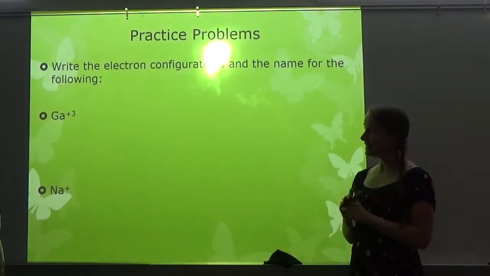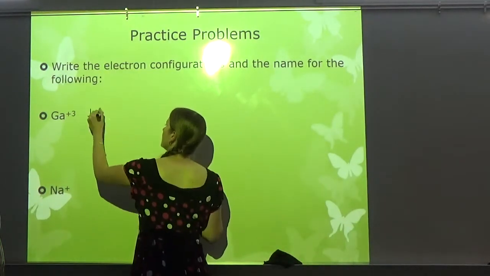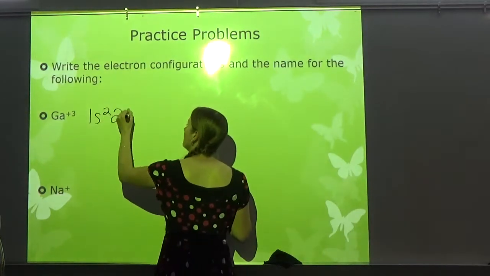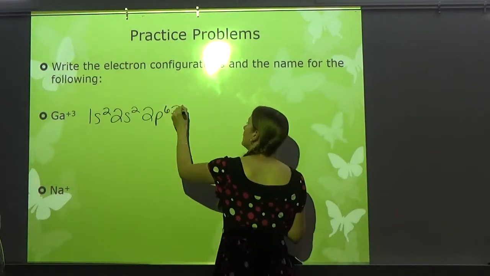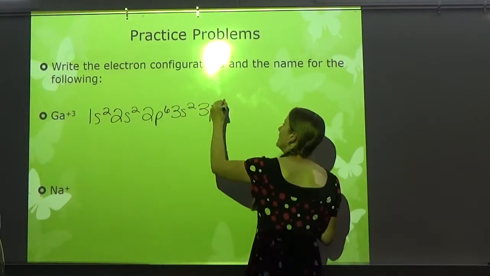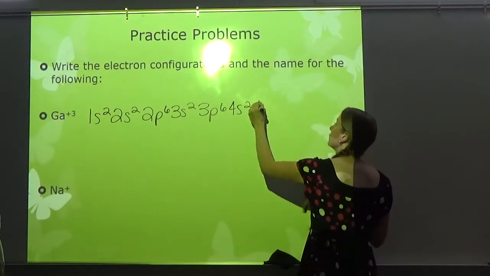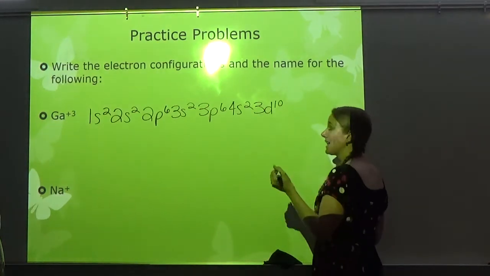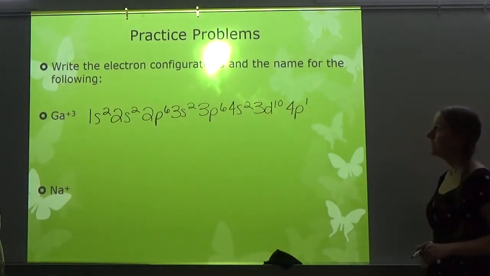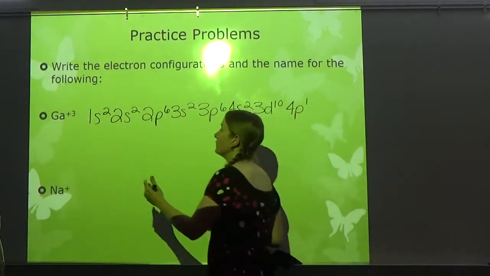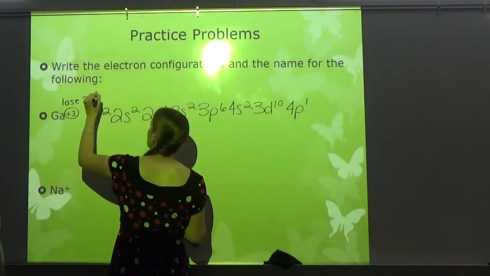All right, so next we have gallium, which is Ga with a positive 3 charge. All right, so I'm going to start at hydrogen, so it's 1s2. Now I'm at lithium, 2s2. I'm at boron, 2p6. I'm at sodium, 3s2. I'm at aluminum, 3p6. I'm at potassium, 4s2. I'm at scandium, 3d10. And now I'm at gallium, so 4p1, because I just go to the first element in 4p. Now it has a positive 3 charge, so I need to lose 3 electrons.